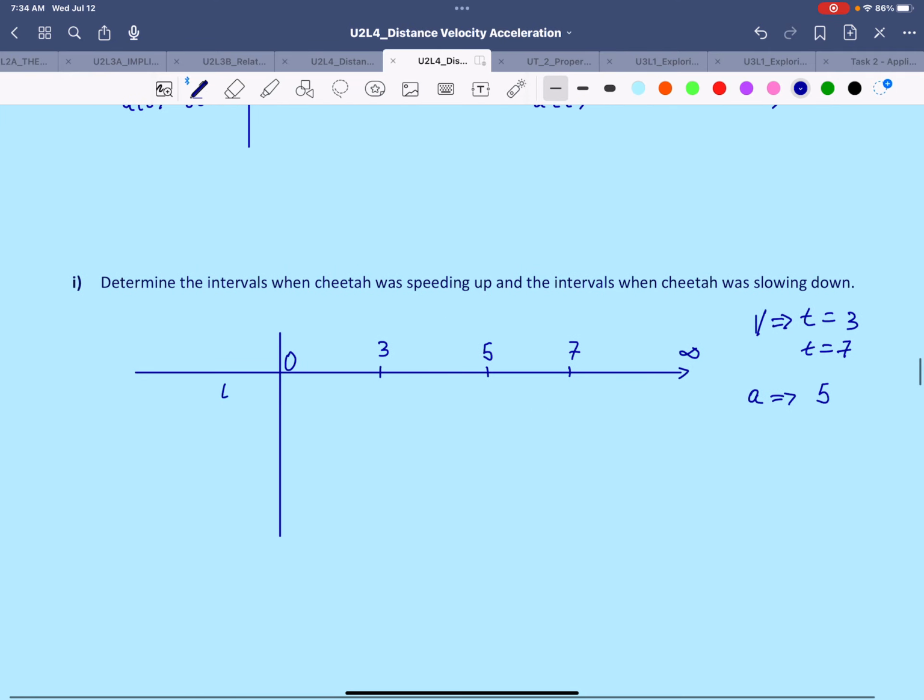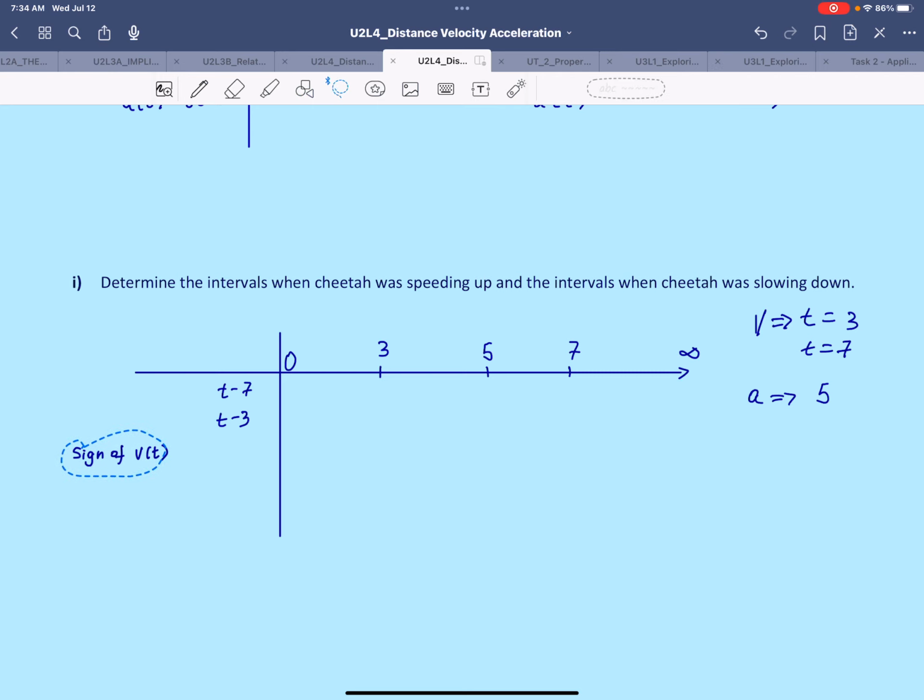So we have t minus 7, t minus 3, and here we have the sign of velocity, which is the product of, it has actually a factor of 3. I'm going to list that in there. It's important too, just in case the numerical factor is, here it's a negative, so we always have to include the numerical factors as well.